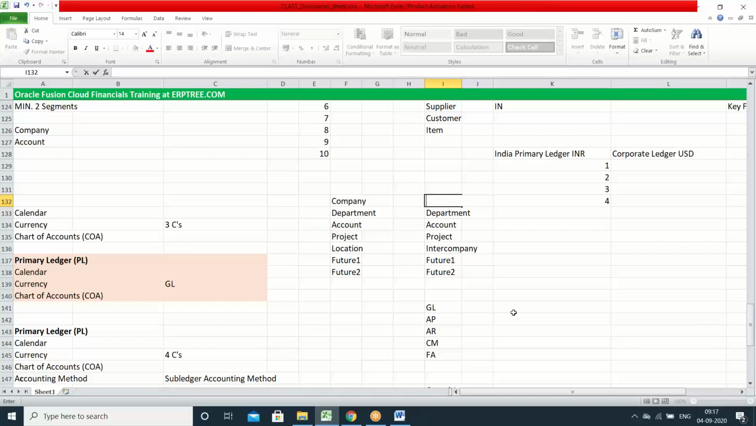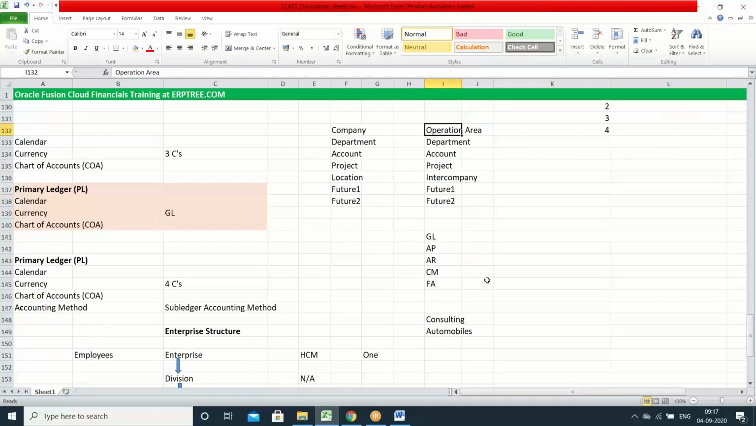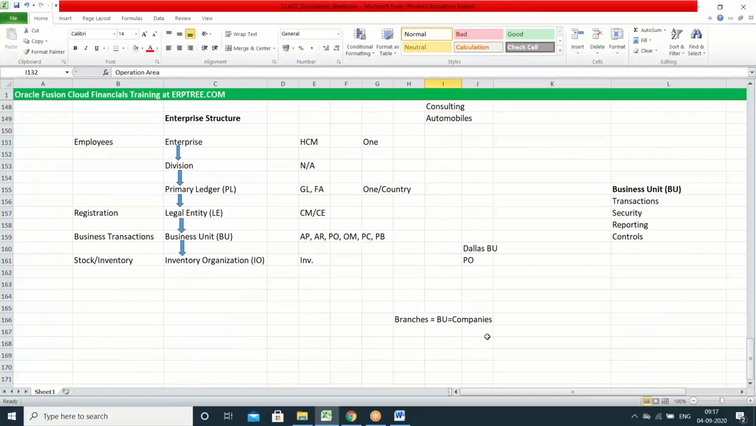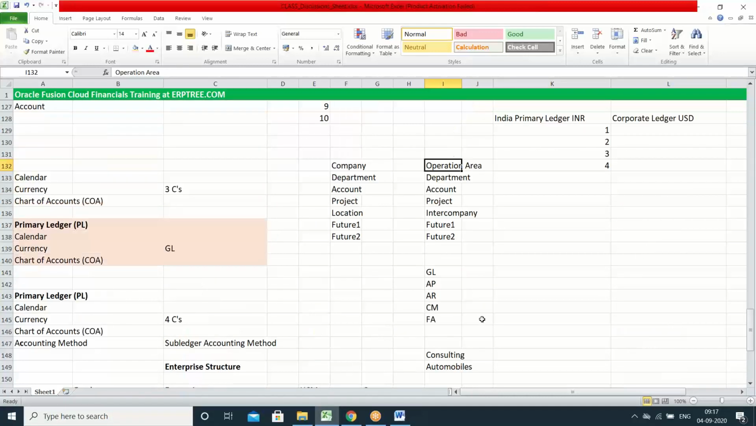So this is how you can see. For some clients, they want to have a name such as operational area, meaning where they are operating the business. This is how they can have a segment name. But in reality, that is our business unit. How they want to see the name, accordingly you can provide it here.